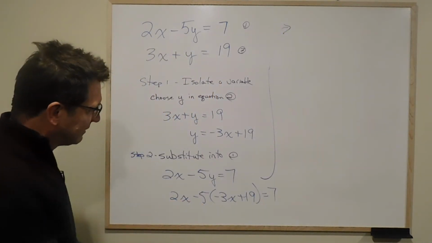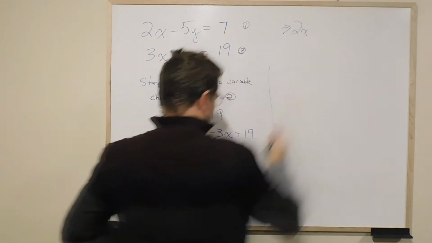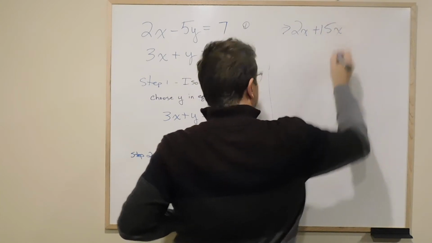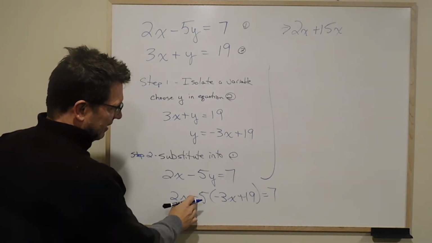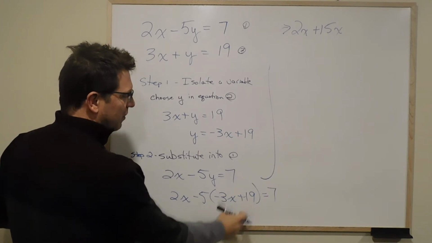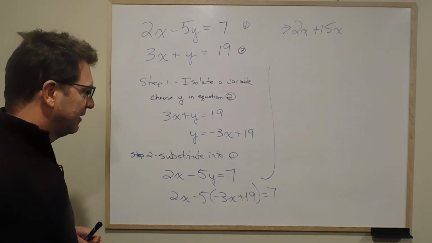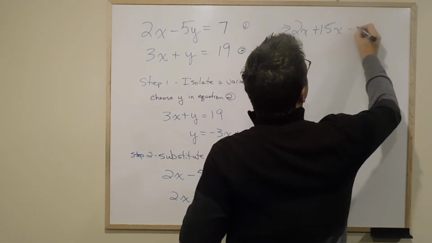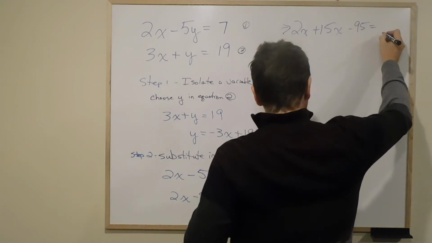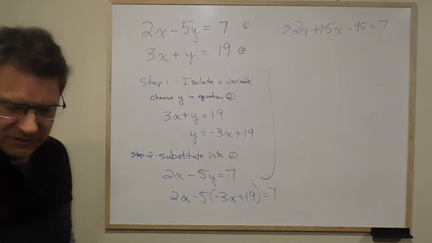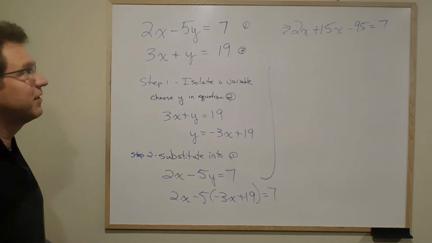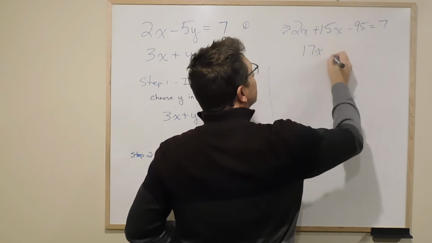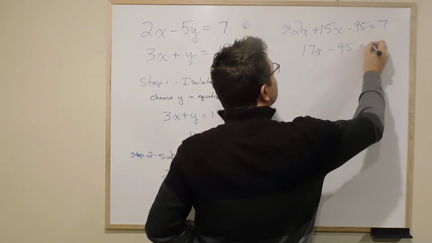Okay. So 2x. Well, I got negative 5 times negative 3x is plus 15x, and it looks like I have negative 5 times a positive 19. That's going to be negative 95. And that's going to equal 7. So if we put this together now, 2x plus 15x is 17x minus 95 equals 7.